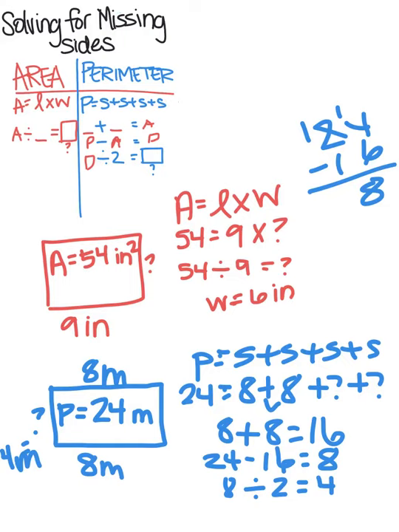So I can always check it. I know my sides were 8 plus 8. Then my other 2 sides will be 4 plus 4. Okay, so 8 plus 8 is 16, plus 4 plus 4 is 8. And then 16 plus 8 is 24. So it's correct. Okay, so perimeter gives us more steps, but still doable.